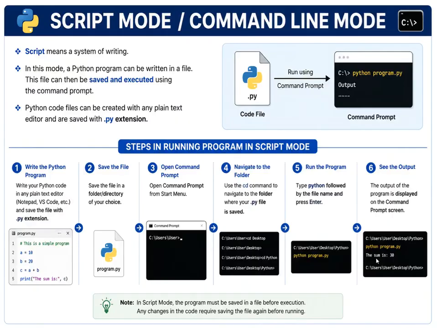In script or command line mode, a file is created. That file can be created in Notepad using the copycon command or any other way. Type the set of instructions, like here we have typed A is equal to 10, B is equal to 20, C is equal to A plus B, print C. 10 plus 20 is equal to 30, 30 will be printed. Look at this, the sum is 30.